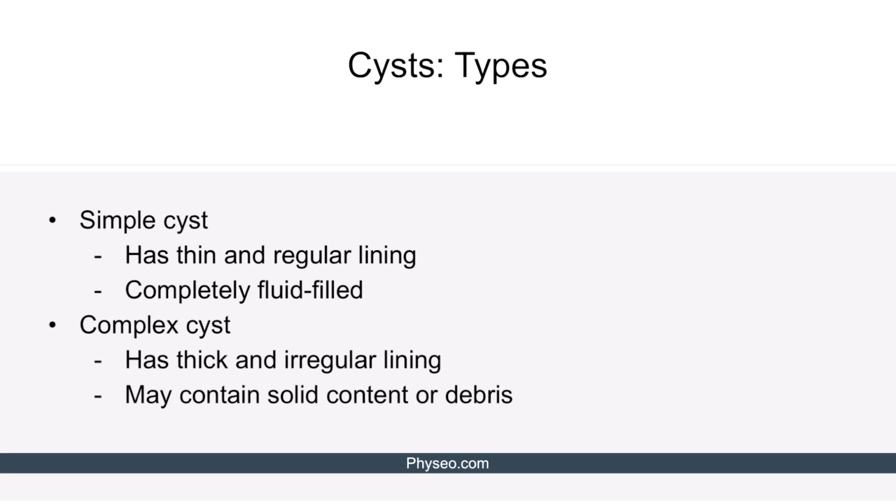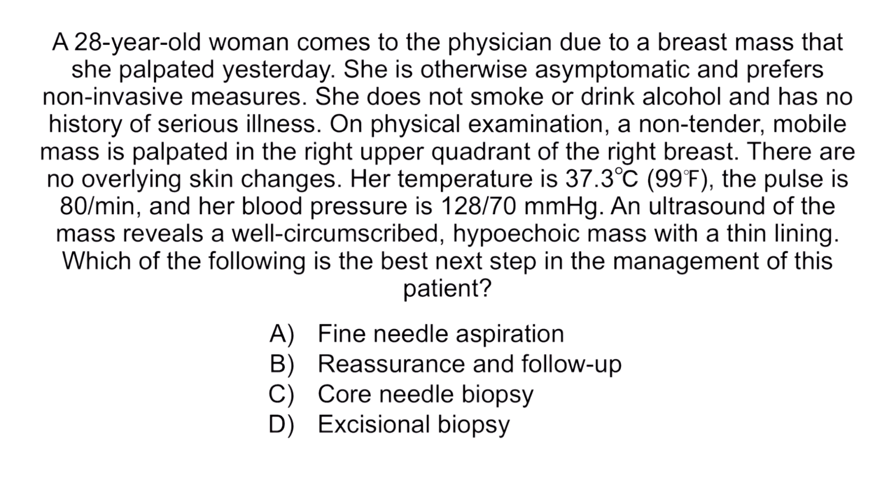Recall that there are two types of breast cysts, simple and complex. Simple cysts have thin, regular lining and are completely fluid-filled. Complex cysts have thick, irregular lining, and may contain solid content or debris. Now let's look at why other options are incorrect.